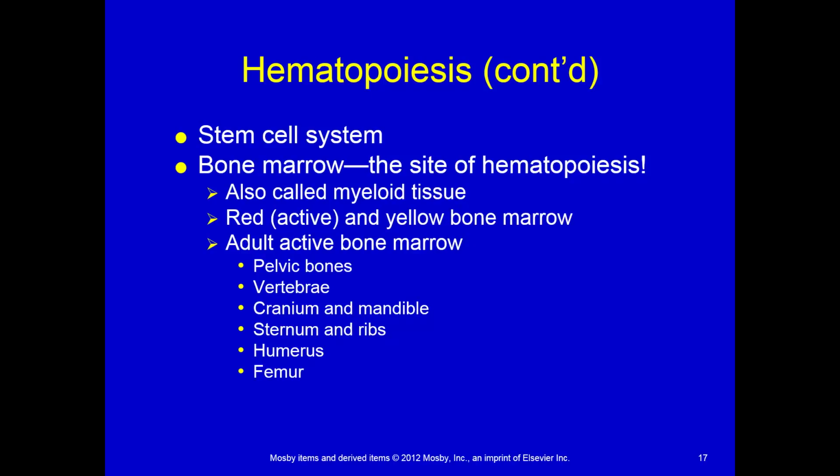Yellow bone marrow is really just a reserved site for increased need of hematopoiesis during emergent situations. But here is a really good list of all the active bone marrow sites in our body.